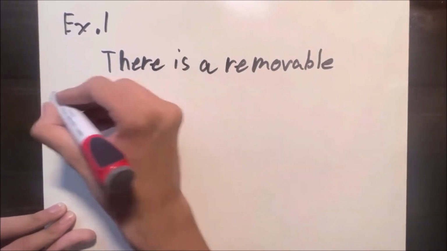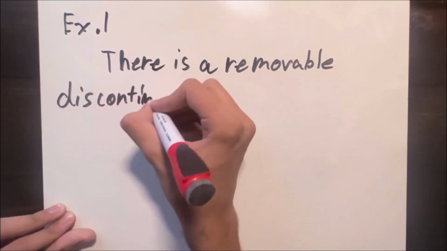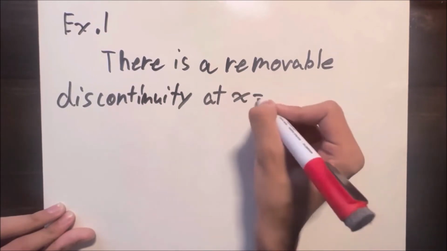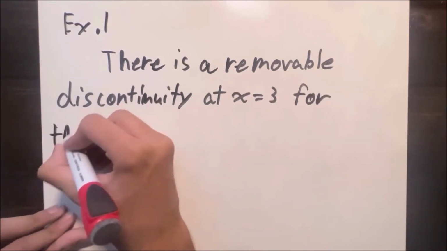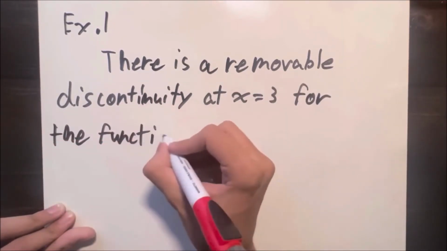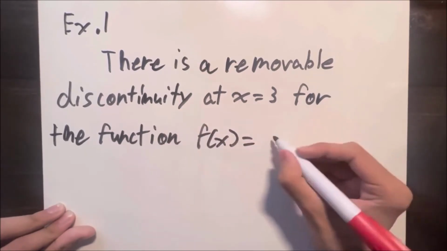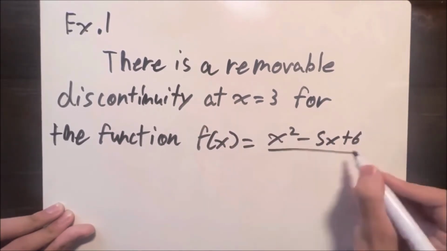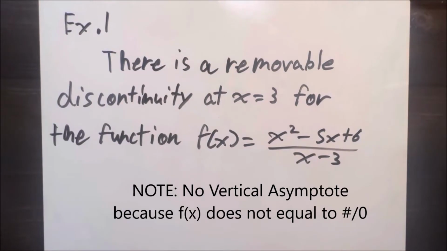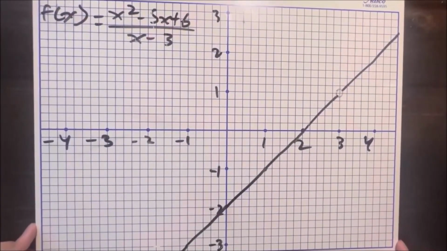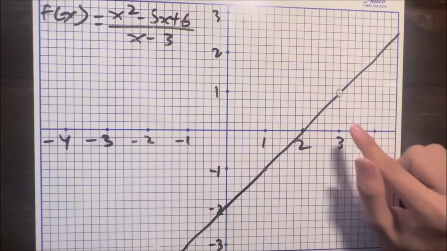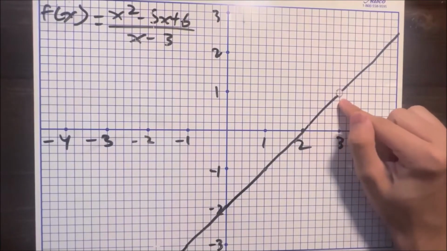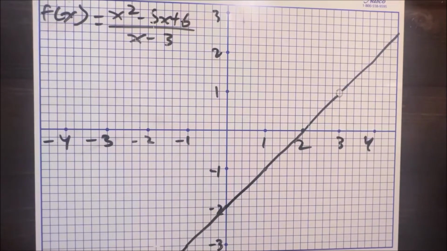Because we get 0 over 0 when we plug in 3, this must mean a removable discontinuity exists at x equals 3 for the function x squared minus 5x plus 6 over x minus 3. If you look at the graph for this function, you'll notice a removable discontinuity at x equals 3, where the function is undefined.